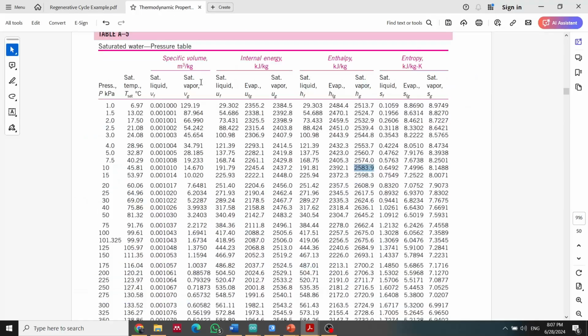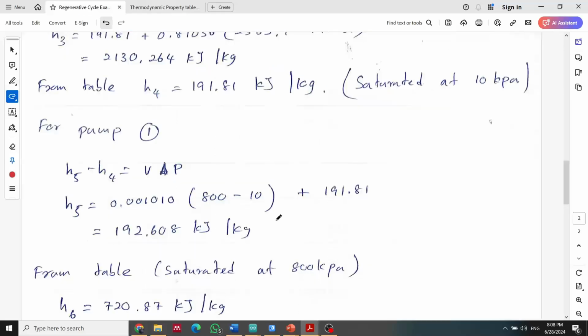Okay, let me go back. So we are interested in 10 kilopascal, and the V is 0.001010. Saturated liquid volume, right? That means the specific volume of saturated liquid, right? So we can extract that value. So this is the V, and delta P. Delta P is 800 minus 10. Why? Because the pump is pumping up to 800 kilopascal. That means 0.8 megapascal minus 10 is our delta P.